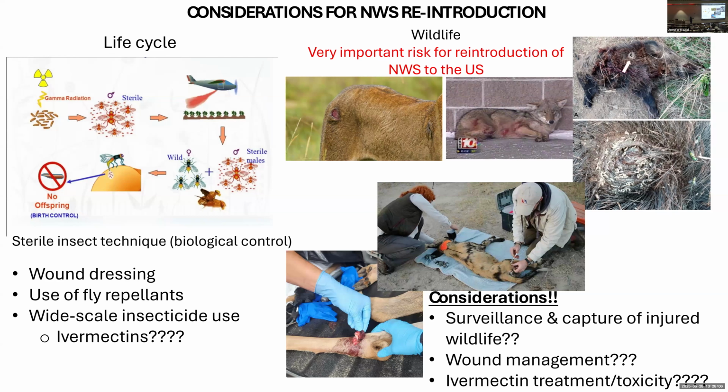So as I said, considerations include how do we survey or capture injured wildlife? How do we manage the wounds of all wildlife that could possibly be injured? And in so many of the wildlife, so many of our drugs are toxic and contraindicated. So how do we balance all that?